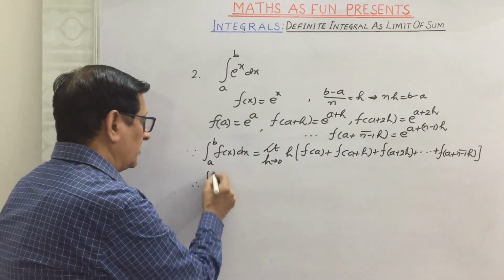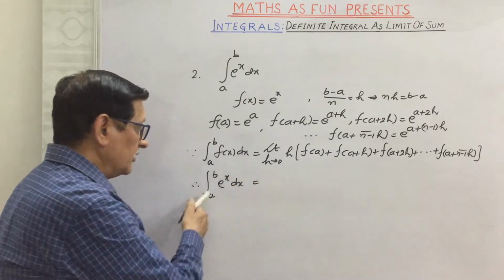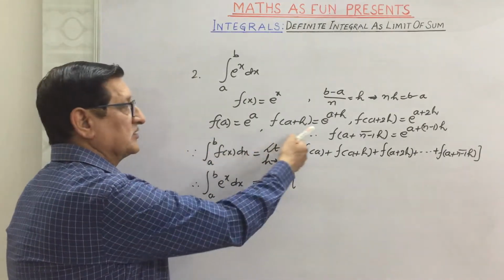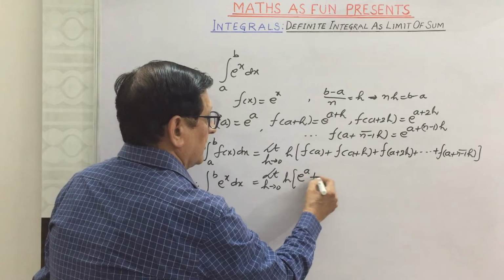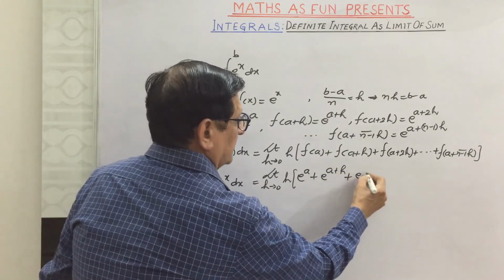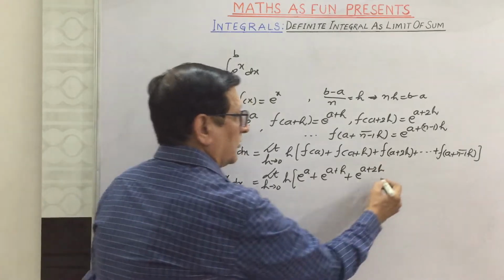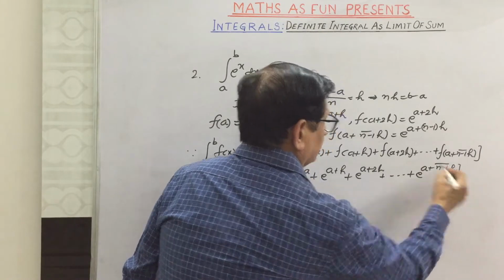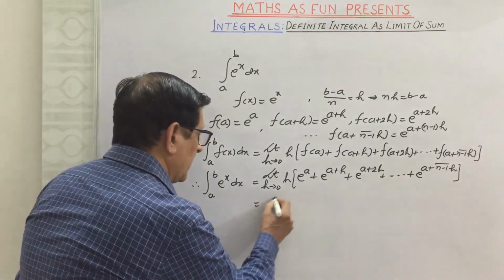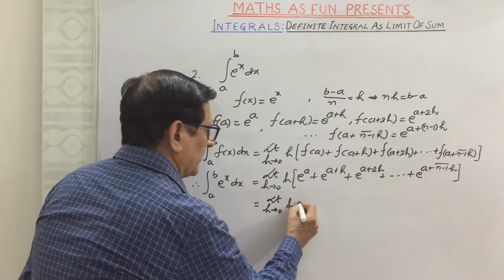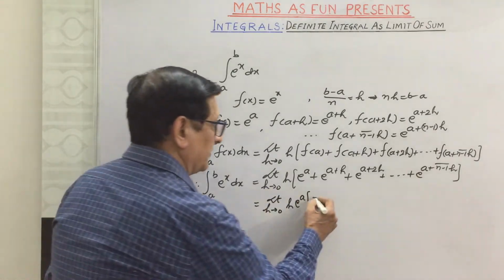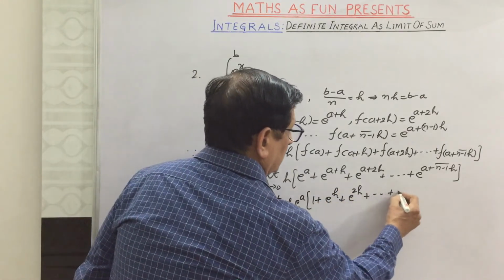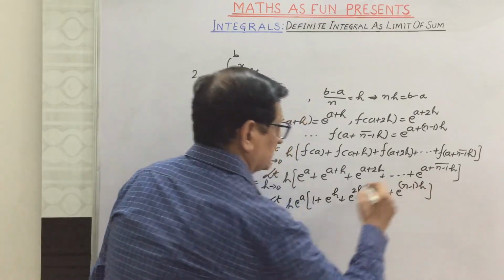Therefore, the integral of e^x dx from a to b will be the limit as h tends to 0 of h into, apply these values, e power a plus e power (a plus h) plus e power (a plus 2h) plus so on, e power (a plus (n minus 1) into h). If we take e to the power a common from here, we are getting h into e to the power a, and it will be 1 plus e^h plus e^(2h) plus so on, e^((n minus 1) into h).